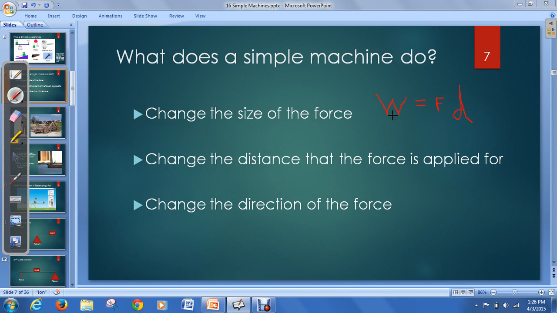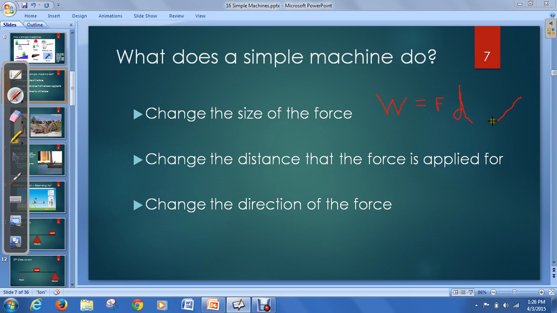Let's think of a crowbar or a lever of some kind. You may need to move some tile out from the floor, pry open a piece of wood, or pry some nails up. You need to do some work, but you don't want to use as much force, because it's harder to put a lot of force. So we want to change the distance.